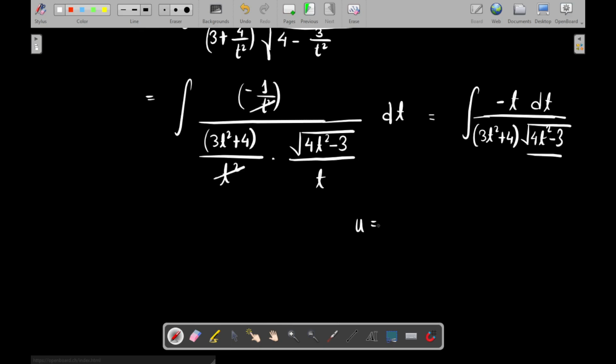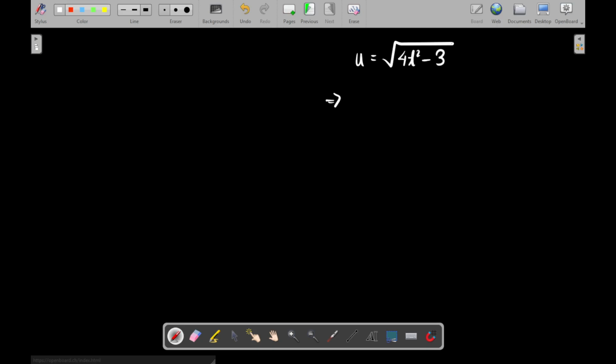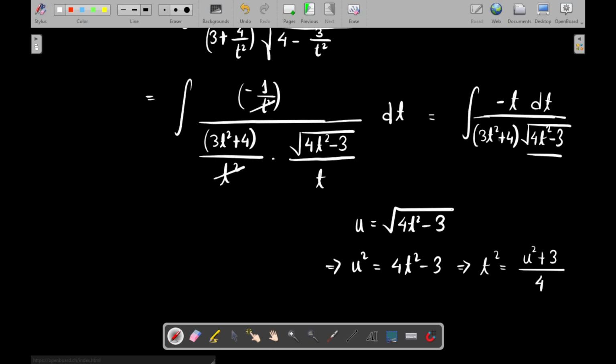So again, u equals square root of 4t square minus 3. Using this substitution, we get u square is equal to 4t square minus 3. From here we get t square will be equal to, this minus 3 will come to the left hand side, so this will become u square plus 3 divided by 4. So this is the substitution for t square, which we might require for this part. This part has a t square, right?